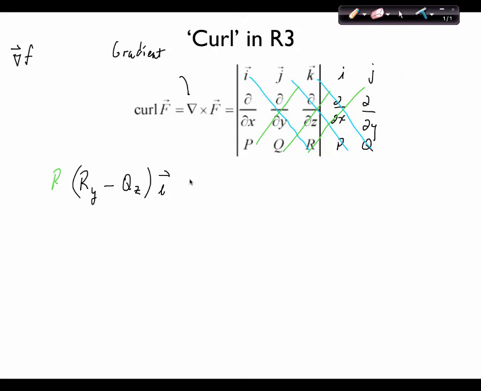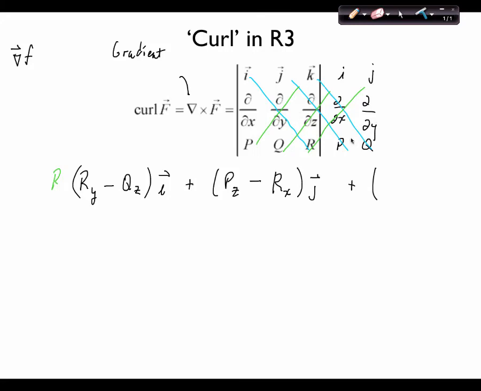And plus, in the j direction, what? P with respect to z, minus R with respect to x. So that's the one that we didn't show. That's going to be the contribution, what? Parallel to the xz plane in the direction of positive y. And then the last one we showed, that was the first one we showed, was for z.